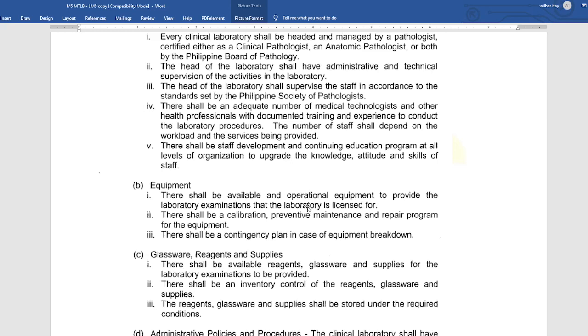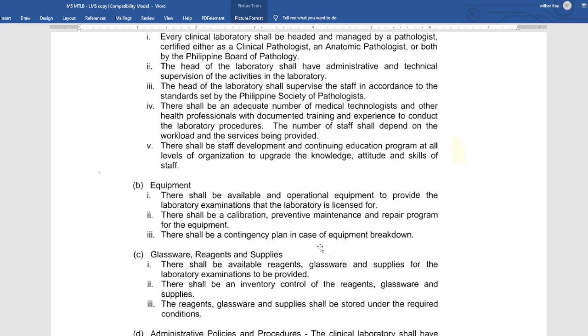When it comes to equipment naman, there shall be available and operational equipment to provide the lab examination. Aside from that, equipment must undergo calibration to see if these are working well, are they giving accurate or reliable results. They must also undergo preventive maintenance. In case of breakdown, they should have a repair program. And there should also be a contingency plan if there is an equipment breakdown.